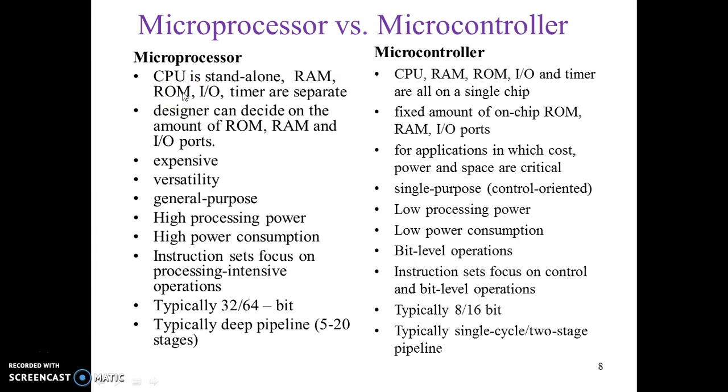In the microprocessor, the CPU is a standalone device and RAM, ROM, IO, timer are separate. Whereas in the microcontroller, CPU, RAM, ROM, IO and timer are all integrated on a single chip. In the microprocessor, the designer can decide on the amount of ROM, RAM and IO because he has to interface these things personally. Whereas in the case of the microcontroller, a fixed amount of RAM and ROM is available. So one needs to choose the proper microcontroller which has a suitable quantity of devices and their capacities.